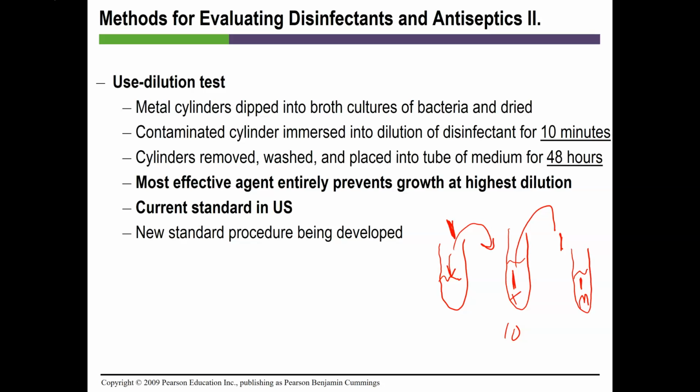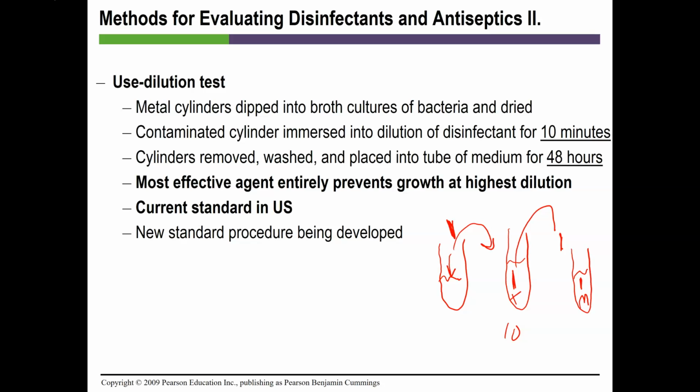The most effective agent you're testing will prevent all the growth, even at a really high dilution for the disinfectant. If you diluted your test disinfectant out, so you had very little disinfectant present in the test tube, but you don't see growth after the incubation in the medium, then you know the substance is very effective. This is the used dilution test. It's the procedure used in the United States to evaluate disinfectant. So please work to be able to explain this procedure.